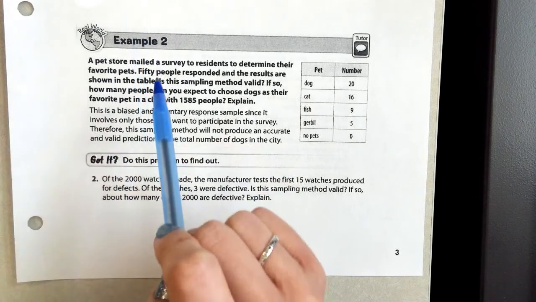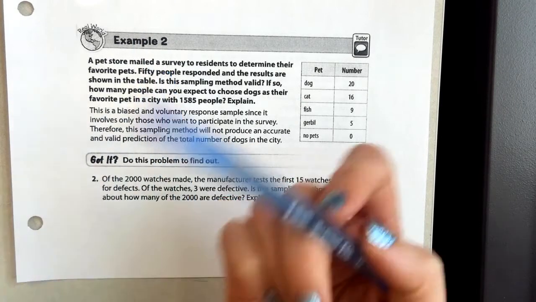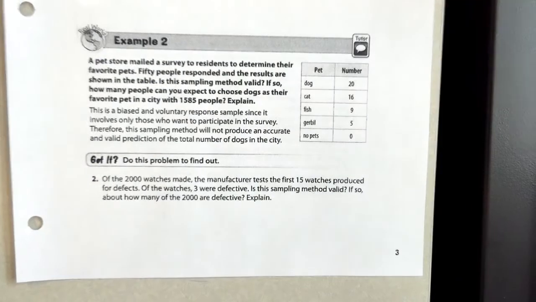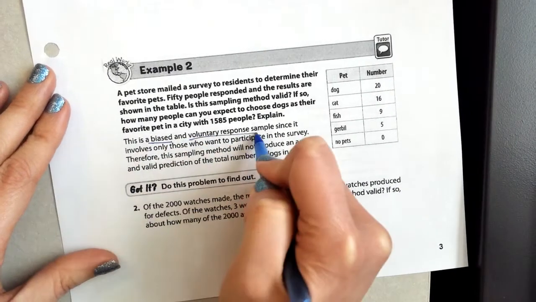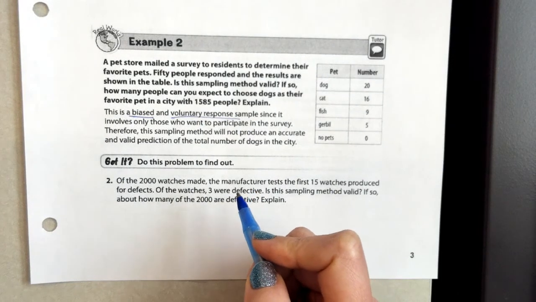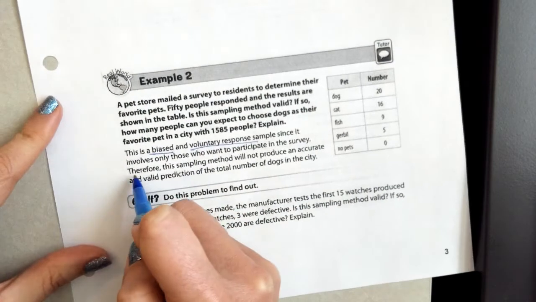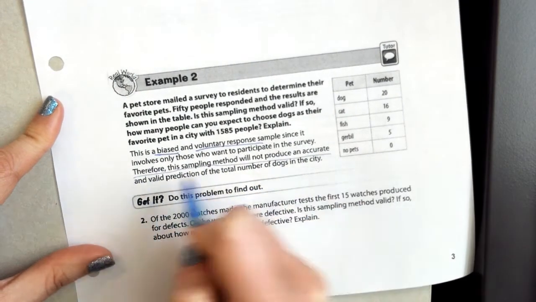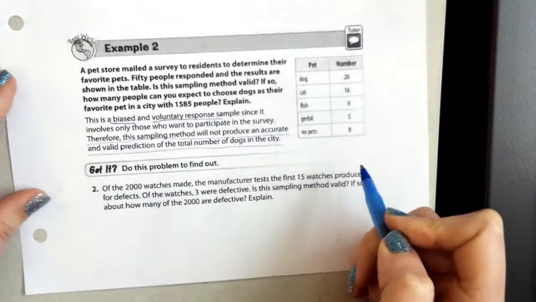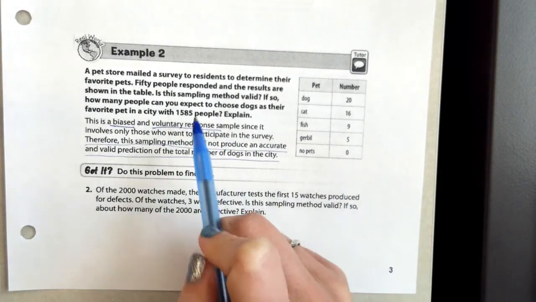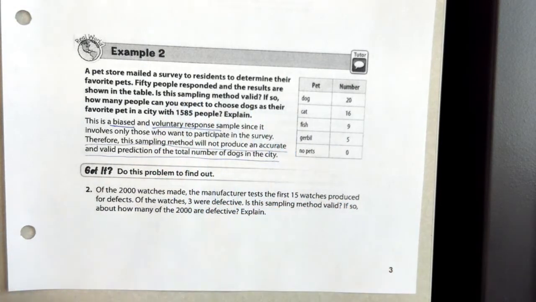Since this one has that they're mailing out a survey and people have to send them back in, that's going to be a voluntary response. It's your choice whether you want to mail it back in or not, or complete the survey or not. So, since it's voluntary response, that means it's going to be biased. Remember, we cannot make a prediction if it's biased. It has to be unbiased. So it says, therefore, this sampling method will not produce an accurate and valid prediction of the total number of dogs in the city. So we cannot tell how many we would expect because it's not a good sample.